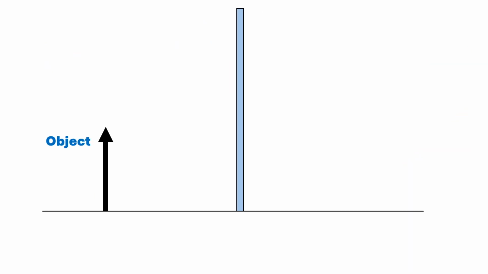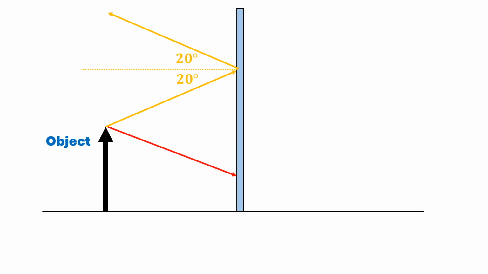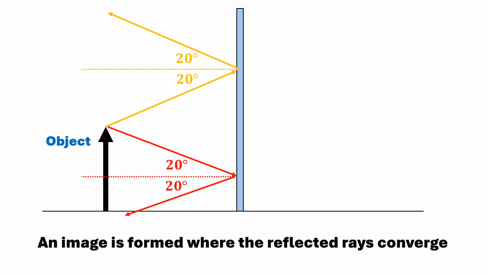The arrow shown here represents an object being reflected by the mirror. I'll make an incident ray that comes from the top of the arrow to the mirror, and the angle of incidence here is 20 degrees, so that's also the angle the reflected ray makes with the mirror. Now I'll make another incident ray angled downwards, and again it reflects with the same angle. Now an image is going to be formed where the reflected rays converge, but even if I continue these reflected rays, they're never going to converge.